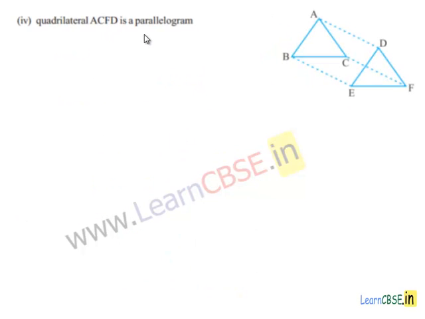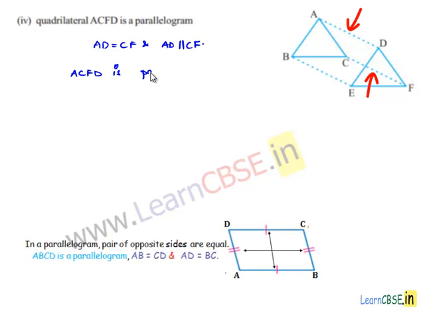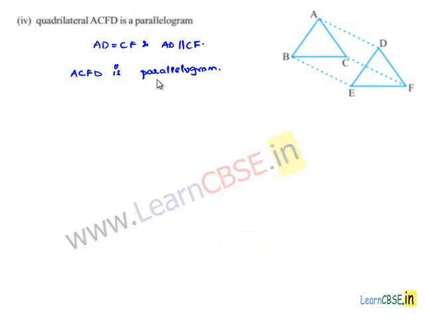Here in the fourth one, quadrilateral ACFD is also a parallelogram we need to prove. So in the above we got that AD is equal to CF and AD is parallel to CF. So we can say if in a quadrilateral the opposite sides are equal and parallel, ACFD is a parallelogram. Now as ACFD is a parallelogram, we can say AC is equal to DF and also AC is parallel to DF from figure. Now from this we can say that AC is equal to DF, and this is what our fifth proof required.